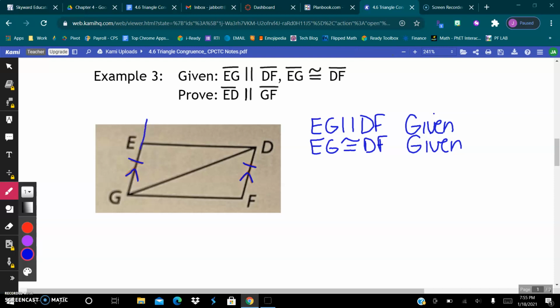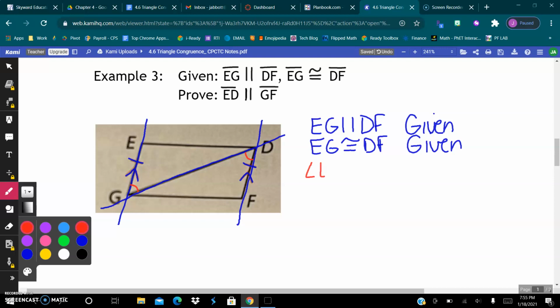And let's talk about these two. If they were parallel and they went on forever, they would look like this. And then this would be a transversal that's cutting that. So then we can say this angle is congruent to this angle because they are alternate interior. So they're on the inside of those parallel lines and they're on the opposite side of the transversal. So angle EGD is congruent to angle FDG because of that alternate interior angles theorem.